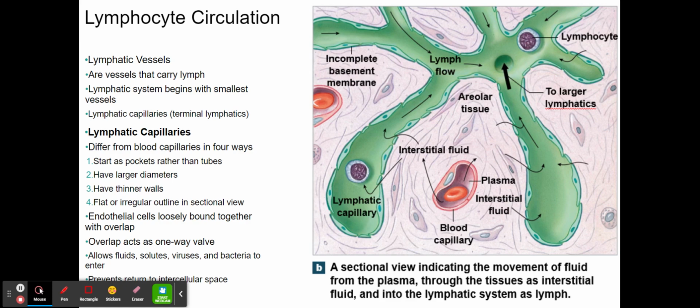Lymphatic capillaries are lined by endothelial cells, but the basement membrane is incomplete or absent. The endothelial cells of a lymphatic capillary are not bound tightly together, but they do overlap. The region of overlap acts as a one-way valve. It permits fluids and solutes, including those as large as proteins, to enter, along with viruses, bacteria, and cell debris, but it prevents them from returning to the intercellular space.